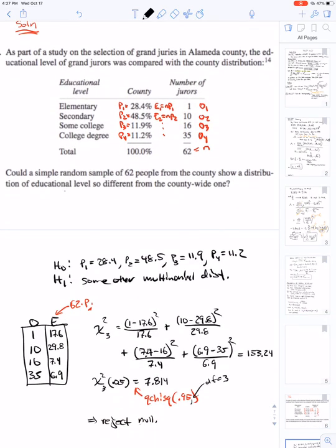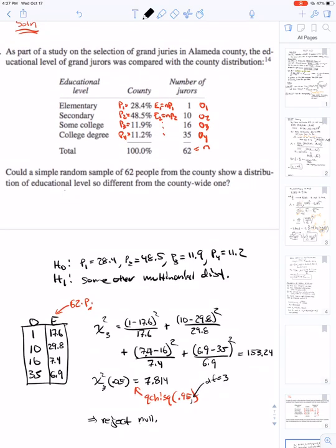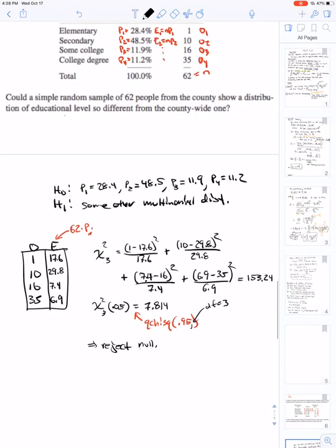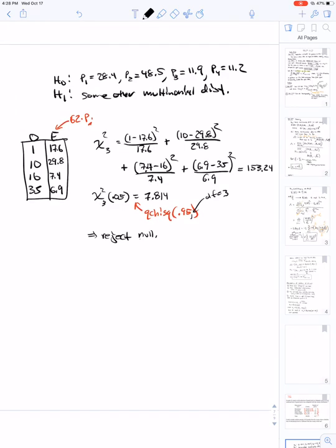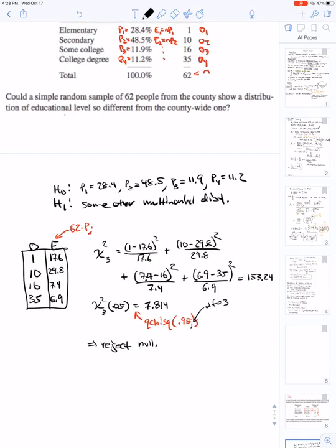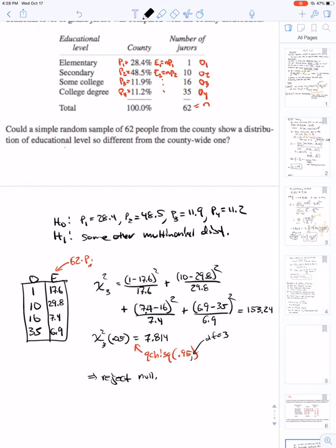So we then ended with an example. As part of a study on the selection of grand juries in Alameda, the education level of grand jurors was compared with the county distribution. The trick here is that the number of jurors is our observed counts, but we don't get the expected counts directly. What we're given are the pi's, so we have to compute the expected counts, which is 62 times the pi's. Our null hypothesis is that p is 28.4, 48.5, 11.9, 11.2 percent. H1 is that we have some other multinomial distribution.